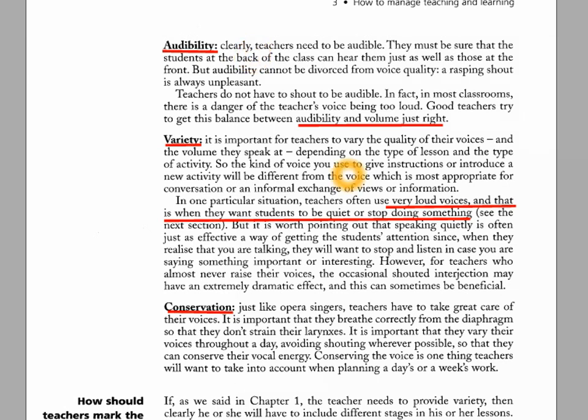Variety here, you need to change your voice level. Sometimes you speak with a low voice and then raise it step by step. The variety of voice is very important because it attracts attention. Sometimes when you raise your voice very high, the students will realize that is maybe the most important point of the lesson, and that's why they will pay attention to your words.